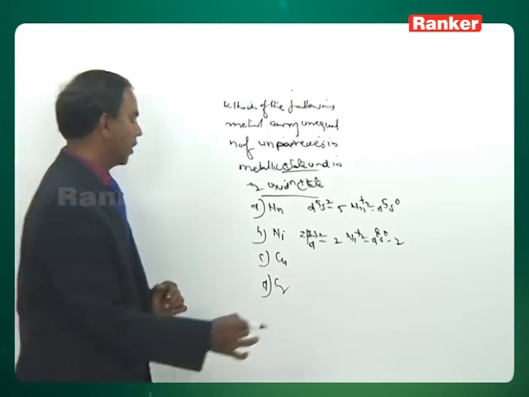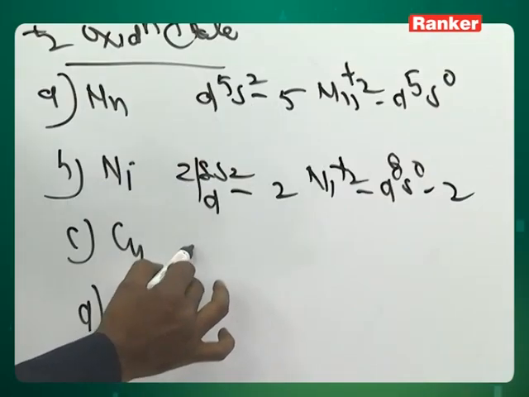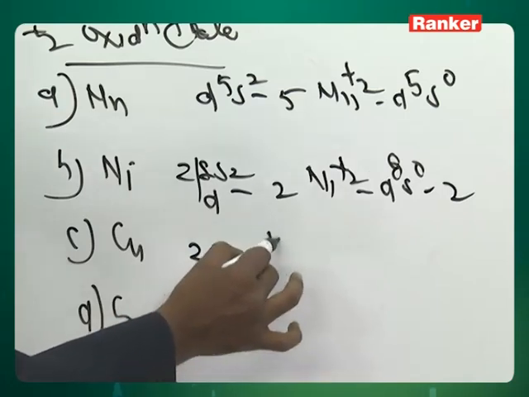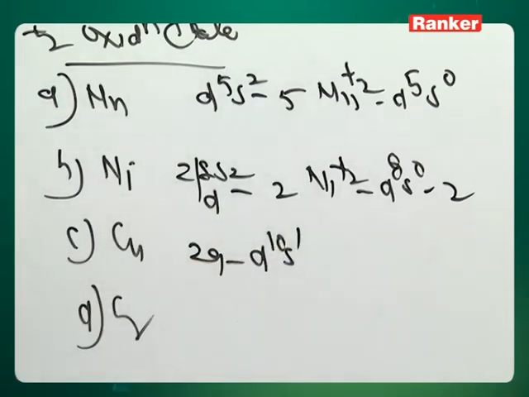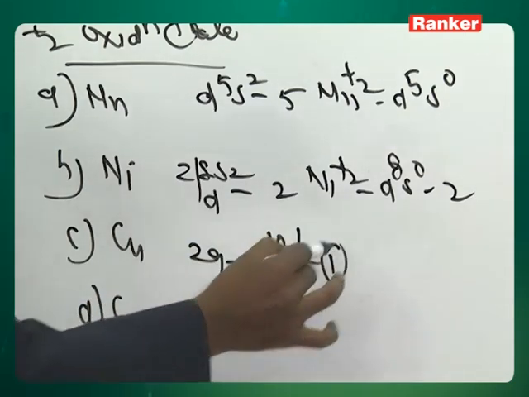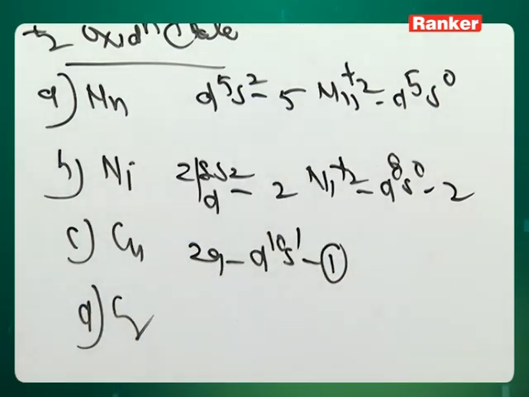Let us check copper. Copper's atomic number is 29. The electronic configuration comes to be 3d10 4s1. In the metallic state, how many unpaired electrons is it carrying? Only 4s1. It is carrying 1 electron.